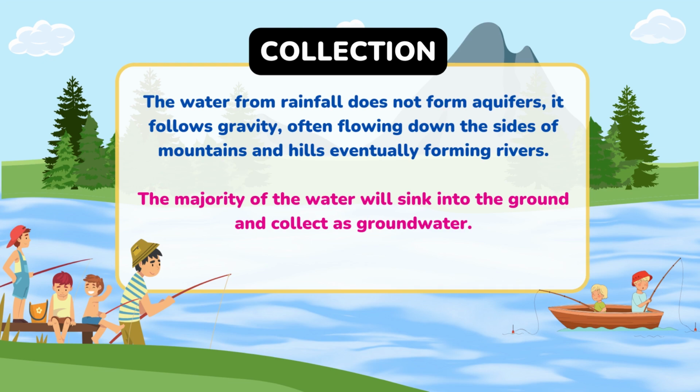In collection, the water from rainfall does not form aquifers. It follows gravity, often flowing down the sides of mountains and hills, eventually forming rivers. The majority of water will sink into the ground and collect as groundwater, which is called collection.